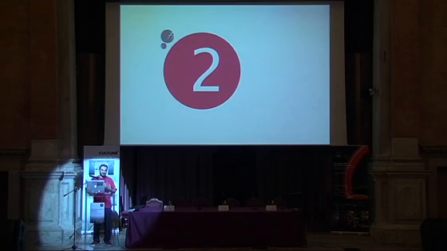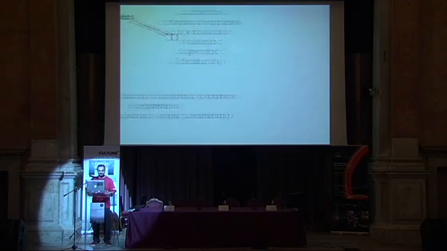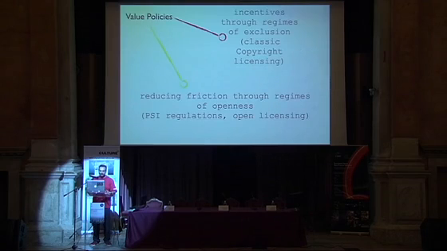We need to somehow make sure that the flows happen, and we need to make sure that the value is produced. So let's go to the second point, and let's see how this is expressed in policies. So we have the value policies. We have the traditional value policies that try to produce incentives. In the sense you want to actually produce the water, and the water doesn't exist. So you have regimes of exclusion that give an incentive to the producer to actually produce such content so that the water flows. And that's how a traditional scheme works.